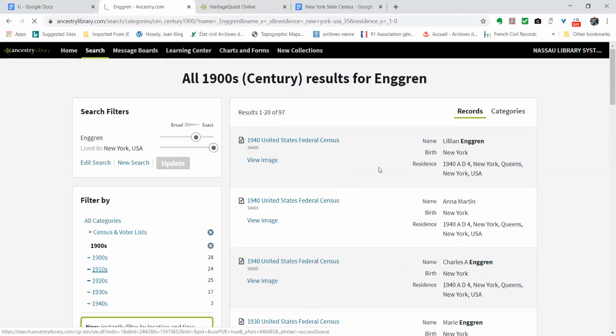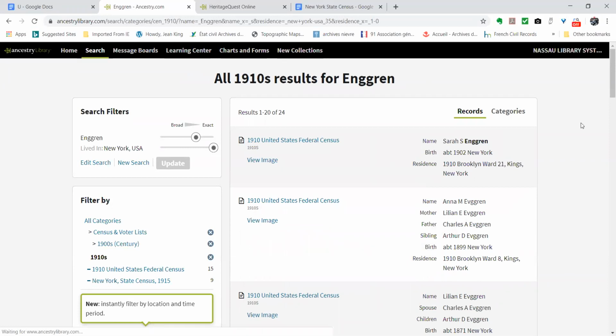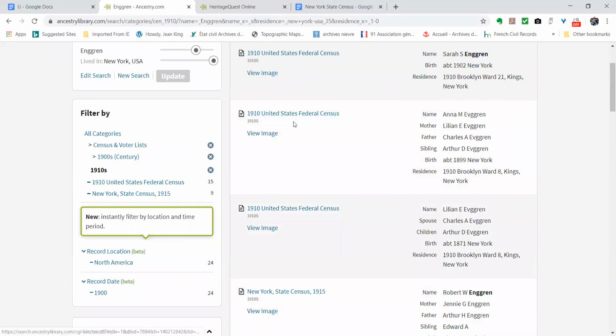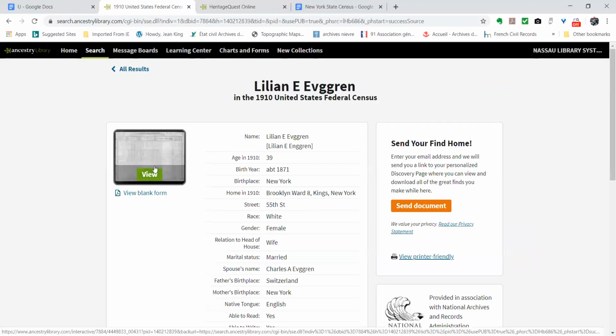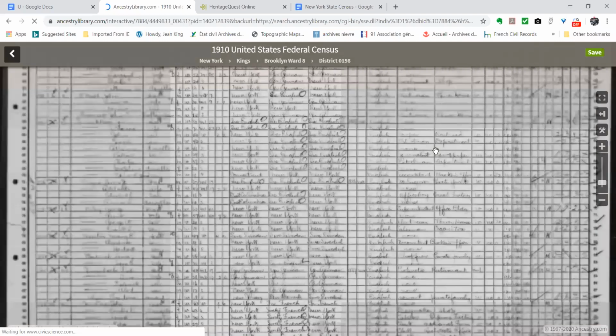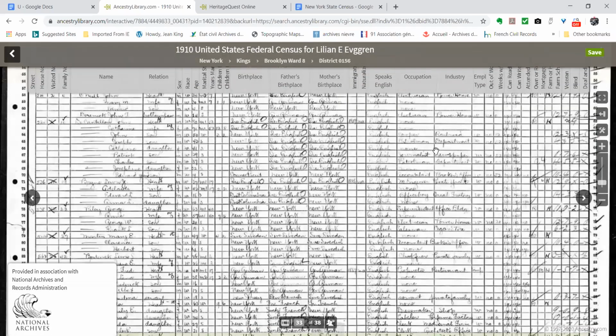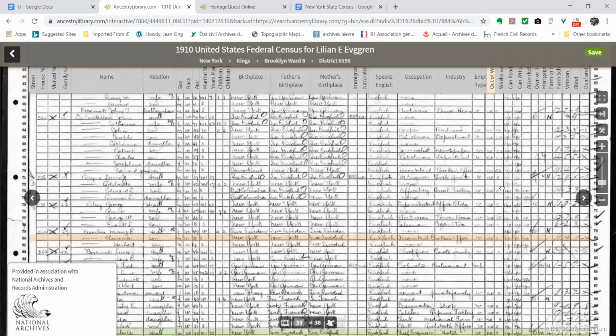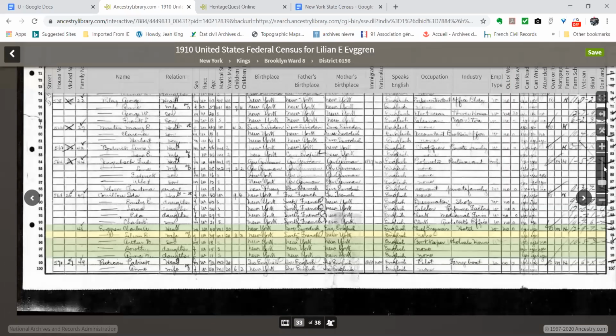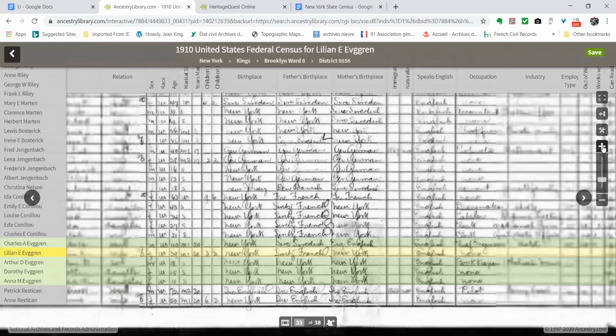1910. See, I'm lucky that this group had a relatively unusual last name for New York, because I was able to find them pretty easily in a lot of these records.